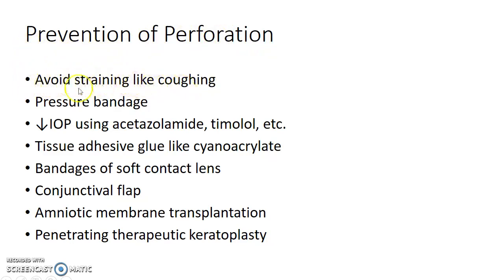Avoid straining like coughing. Pressure bandage can be given to the patient. Decrease the intraocular pressure using acetazolamide, timolol, etc. Tissue adhesive glue like cyanoacrylate can be given to the patient. Bandage soft contact lens can be given to the patient. Conjunctival flap can be done. Amniotic membrane transplantation and penetrating therapeutic keratoplasty can be done to prevent perforation.